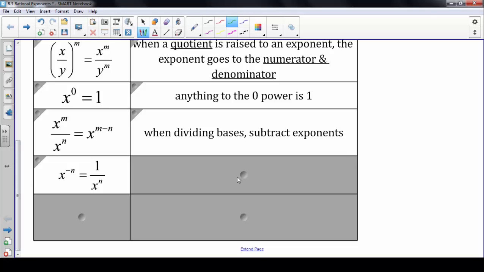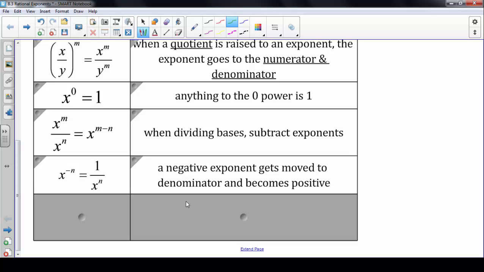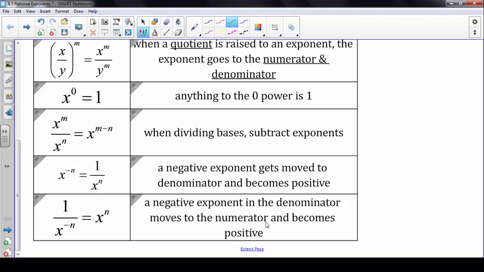If we have a negative exponent, it flips it and puts that factor into the denominator. And the same thing, if it's in the denominator with a negative exponent, it moves to the numerator. Notice that in both of these cases, the negative, all it does is flip the location of the number. It doesn't change the value of that base.